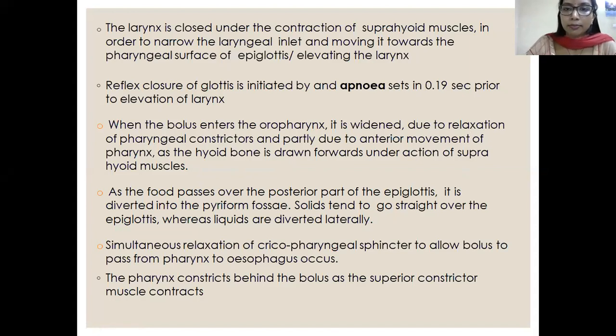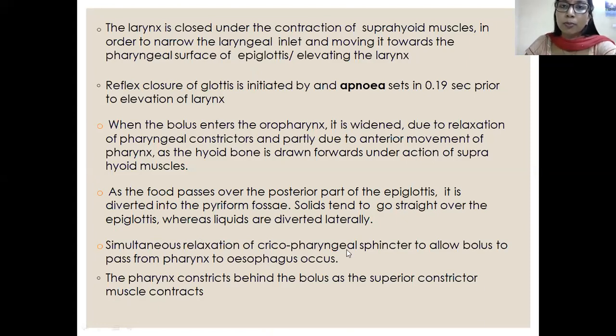movement of the pharynx. As the food passes over the posterior part of the epiglottis, the larynx has been pulled up, and this is the epiglottis. The food passes over the epiglottis into the pyriform fossa. Solids go directly above the epiglottis, whereas liquids go from the sides. The simultaneous relaxation of the cricopharyngeal sphincter needs to happen. So the upper part of your esophagus needs to open to take the food from the pharynx into the esophagus.